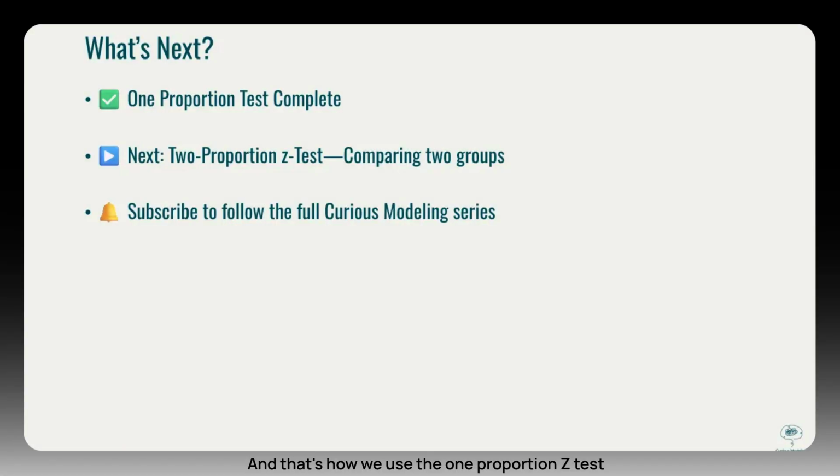And that's how we use the one proportion z-test to test a single percentage against a benchmark. In the next video, we'll step it up. We'll compare two proportions, like the percent of on-campus versus off-campus students who joined Greek life. That's where the two proportion z-test comes in.